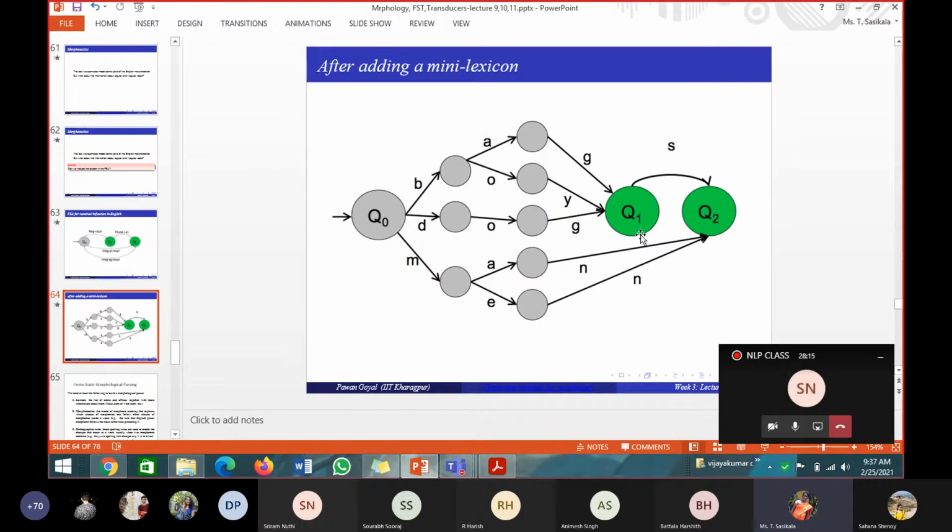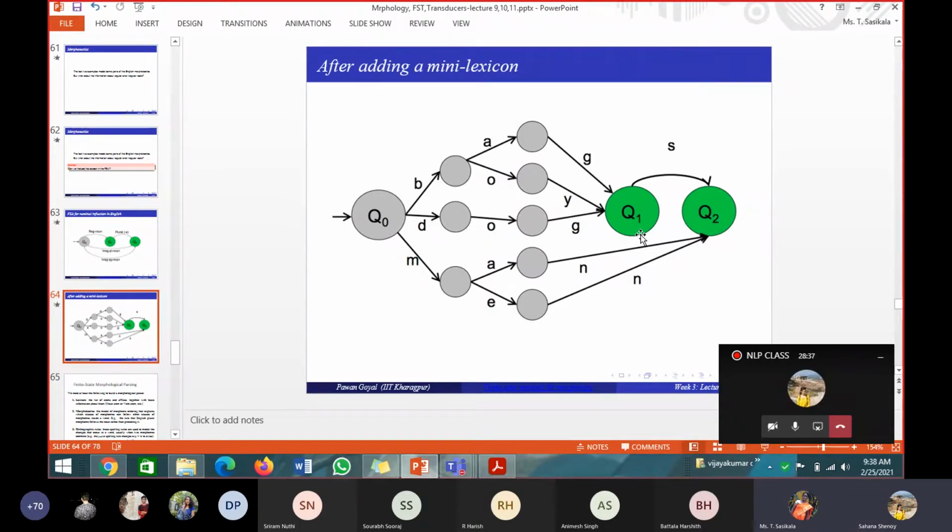Men is the plural of man. Boy, dog. What are the words we can see in this picture? Can you list them out, students? Bag is a word. Please list out the words you have in this diagram. I have bag, boy, dog, and men.